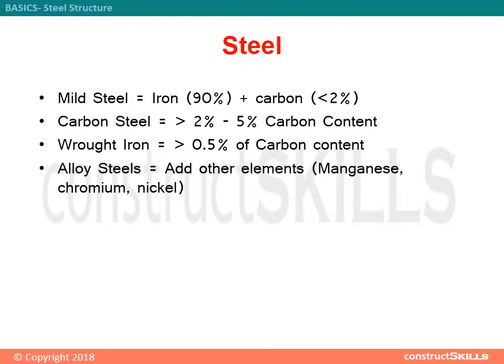Introduction. Steel. Mild steel contains iron 90% plus, carbon less than 2%. Carbon steel contains more than 2% to 5% carbon content. Wrought iron contains more than 0.5% of carbon content. And alloy steels contain other elements like manganese, chromium, nickel.